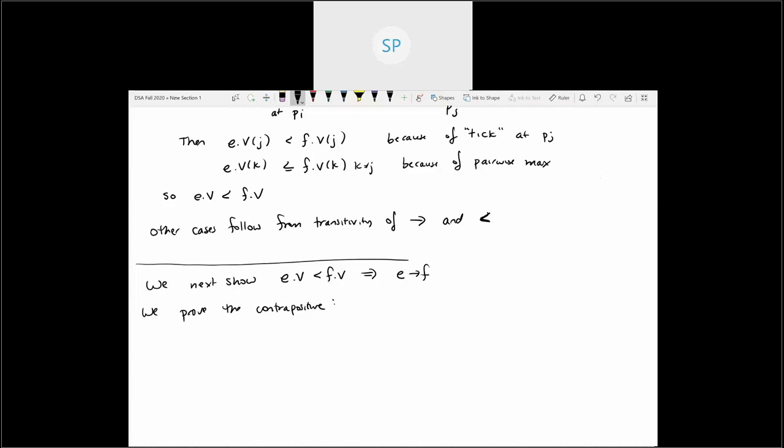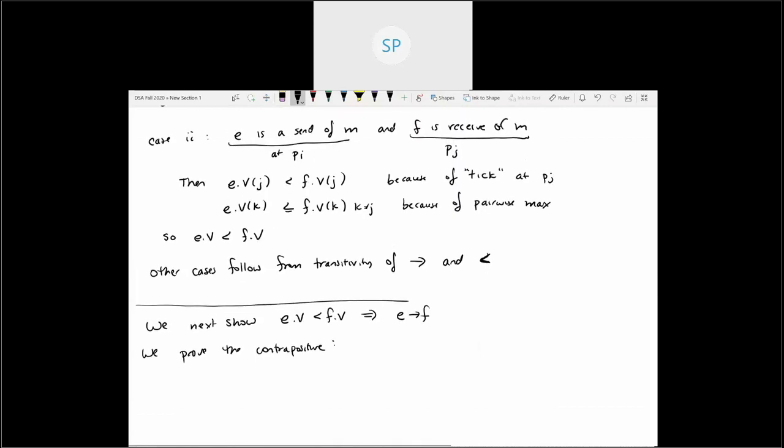But okay, so let me just address this question first. So when I say that the jth component of E is less than the jth component of F, that the tick occurs at the receive event before pairwise max is done. Yes, that is the tick that occurs at the receive before you do pairwise max, right? So you're going to increase the timestamp.